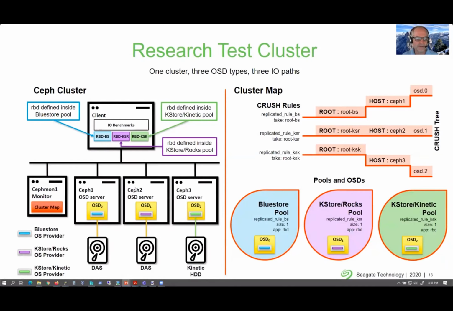So basically we created a cluster that allows us to define different OSDs with different object stores. So we have a BlueStore, a KStore with RocksDB, and a KStore with Kinetic. And then we've implemented RBDs on top of that, which allows us to do RBD testing that goes through each of the individual paths independently. And we've done that through various CRUSH rules and pools.